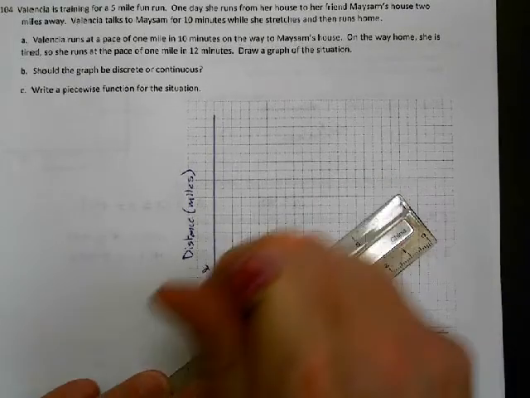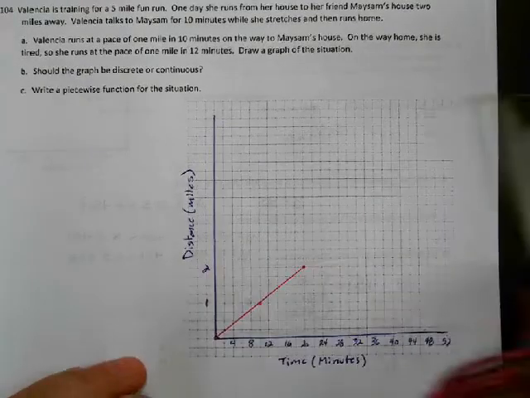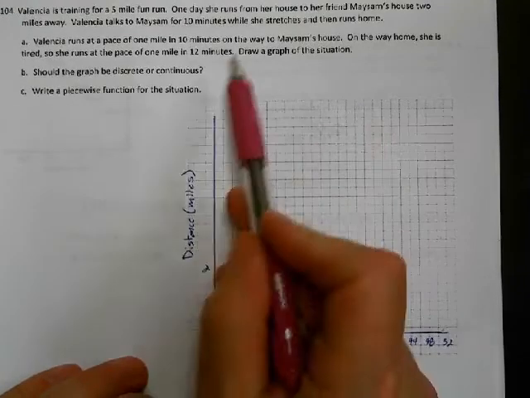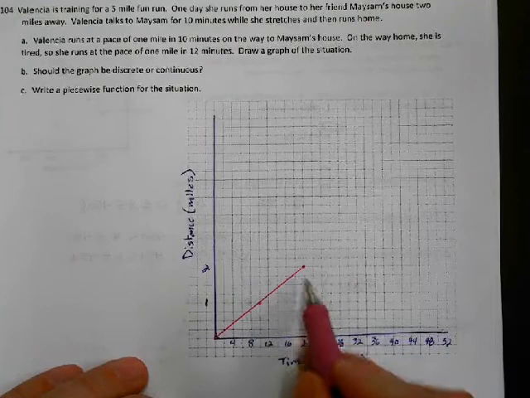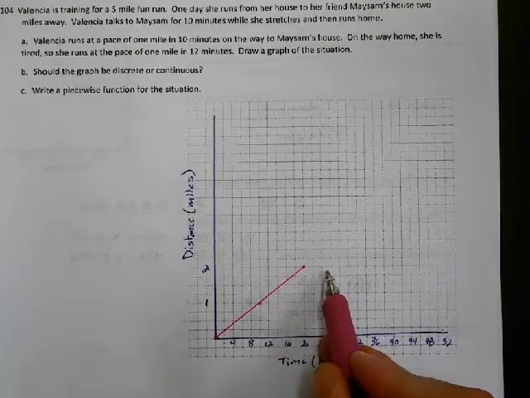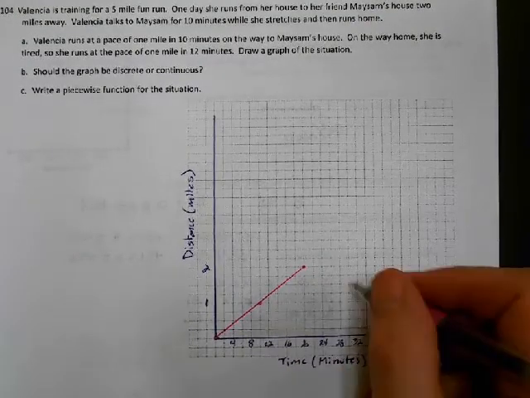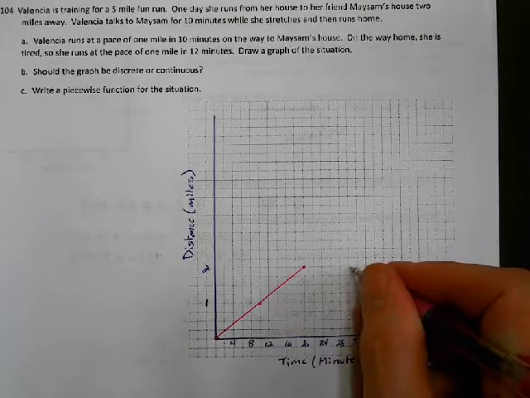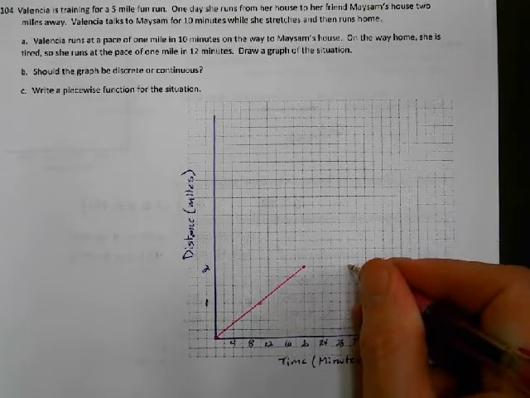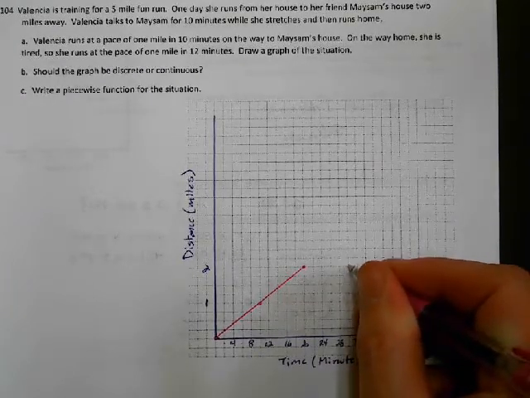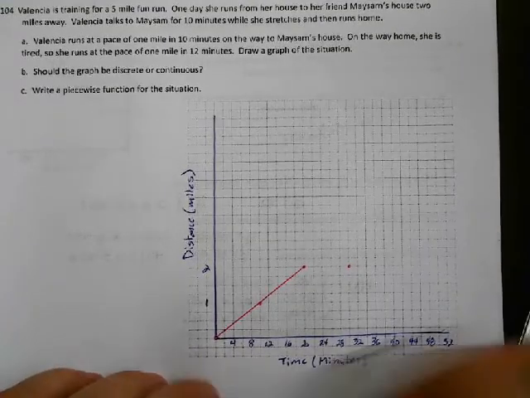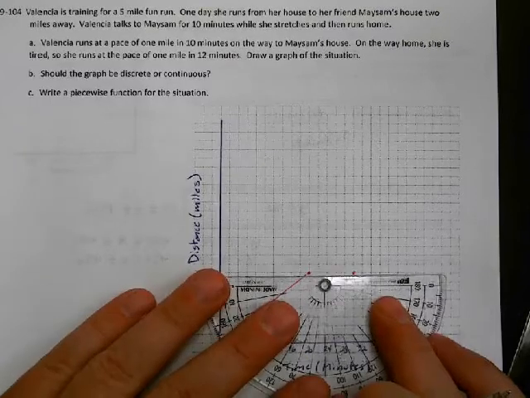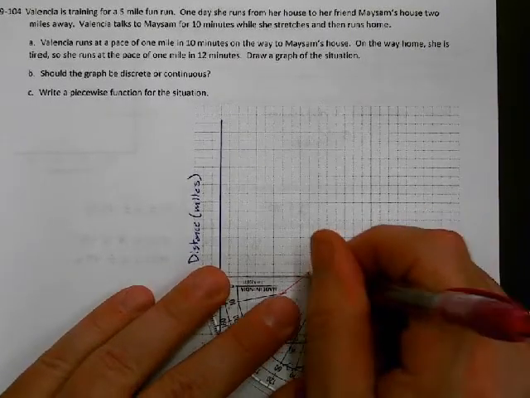Now, according to the problem, she stays at Mason's house for a time and she stretches for 10 minutes. So as she's sitting there stretching for 10 minutes, time goes by, but the distance doesn't change. So for 10 minutes, up to time 30 at this point, that's what happens. She just stays in the same spot.